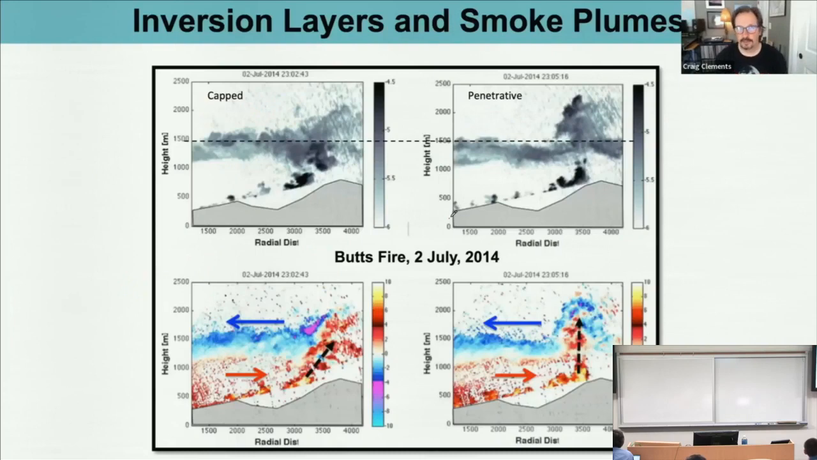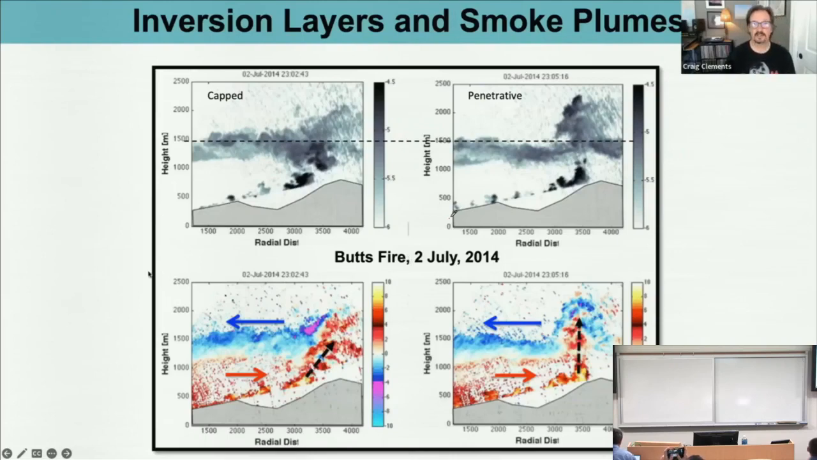What about inversion layers? We know that inversions play a big role in fire behavior. We don't have a lot of quantitative analyses on this, but we do know that they are problematic for smoke management and for aircraft operations. Here's a capped boundary layer, a capping inversion, where the smoke gets trapped. Sometimes the smoke will then penetrate through. We have winds blowing one direction below the inversion and the opposite direction above the inversion.